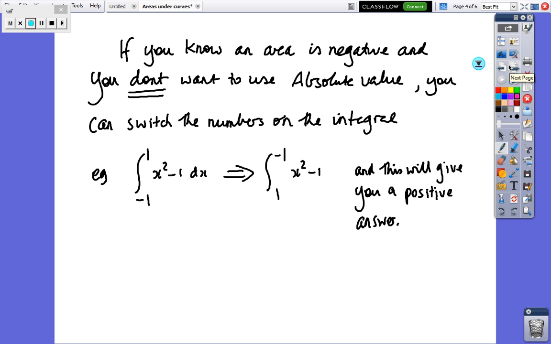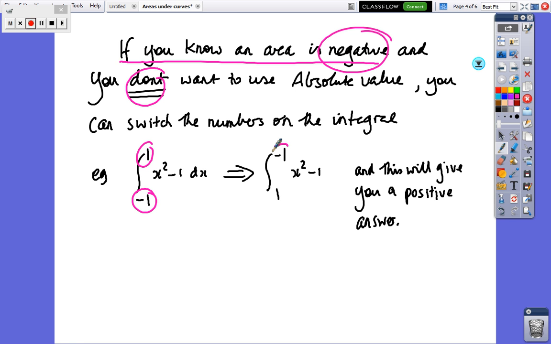So there's a few things. If you know the area is negative, you don't have to do absolutes. What you can do is you can just switch the two numbers. So the bottom number becomes the top, and the top number becomes the bottom, and when you switch those over, you'll get the opposite value. So if you don't want to use absolutes, you can just simply switch the values, and that'll turn into a positive answer. Okay.